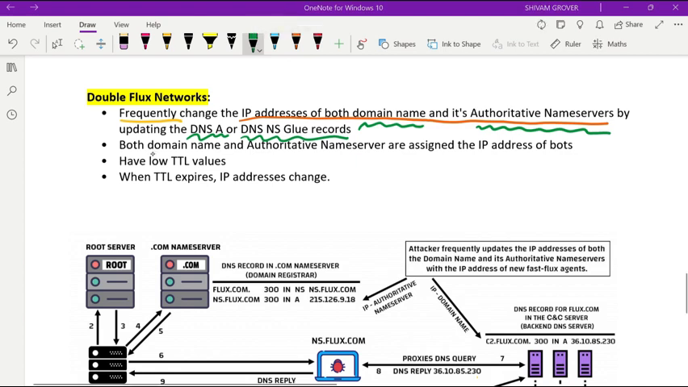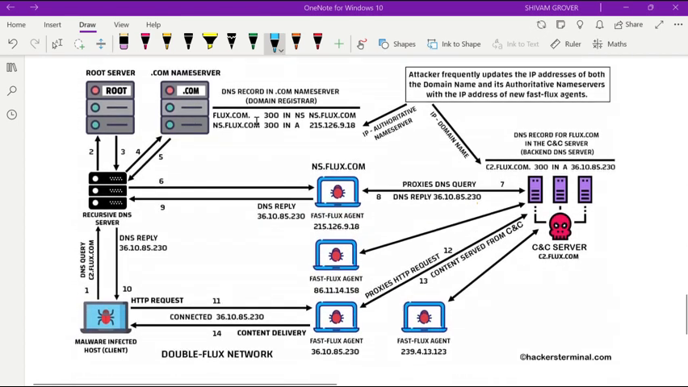And so again, we update the domain name and authoritative name servers and assign the IP addresses of one of the bots in the botnet. In double flux networks, again, we have low TTL values, so that we very frequently change the IP addresses of domain names and authoritative name servers. And when the TTL expires, the IP address is going to change for both of those. So let's try to understand this process in the following diagram.